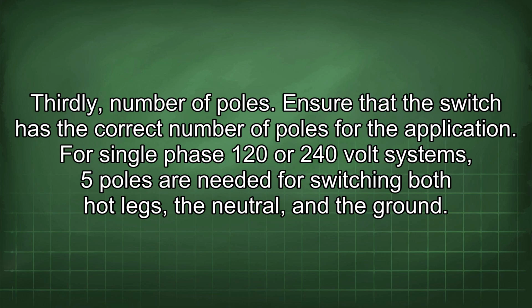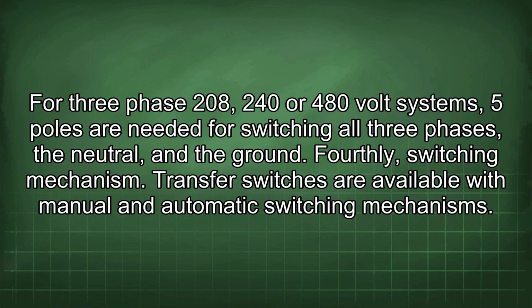For single-phase 120 or 240 volt systems, 5 poles are needed for switching both hot legs, the neutral, and the ground. For 3-phase 208, 240, or 480 volt systems, 5 poles are needed for switching all 3 phases, the neutral and the ground. Fourthly, switching mechanism.